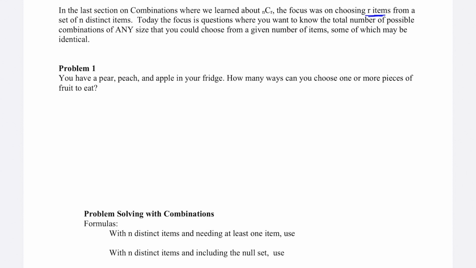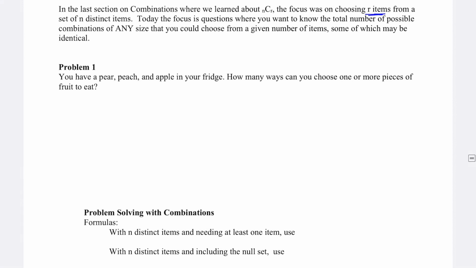If you have a pear, a peach, and an apple in your fridge, how many ways can you choose one or more pieces of fruit to eat? Let's call these items A, B, and C, and let's look at the options here. I find a tree diagram explains this really well.